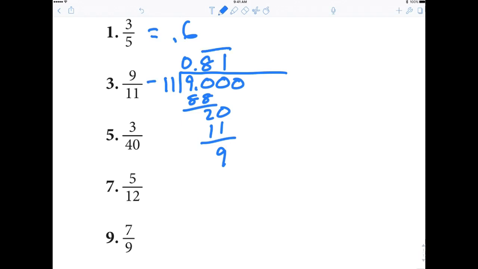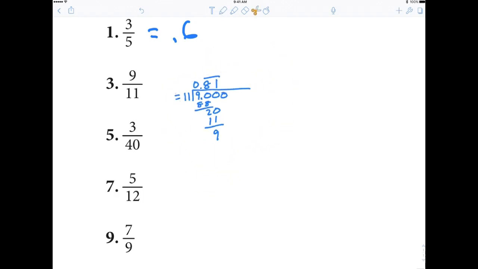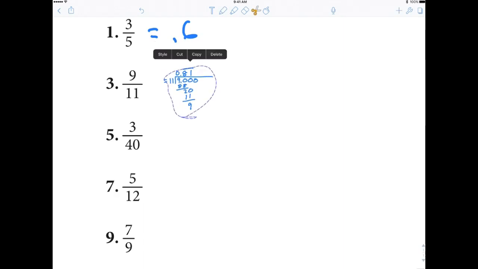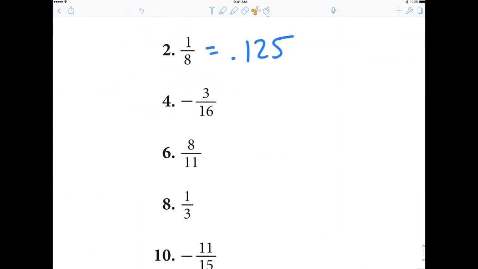0.81 repeated. Now, come on. That wasn't that hard, guys. That wasn't that hard. All right. Is everybody happy with that? Yes. All right. So now I like to shrink things down out of the way, so it doesn't interfere with the rest of my work. So I'm going to go over to quickly number 4.